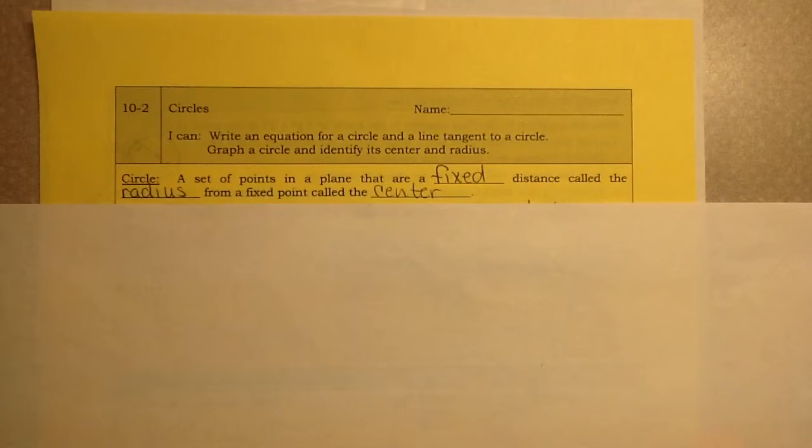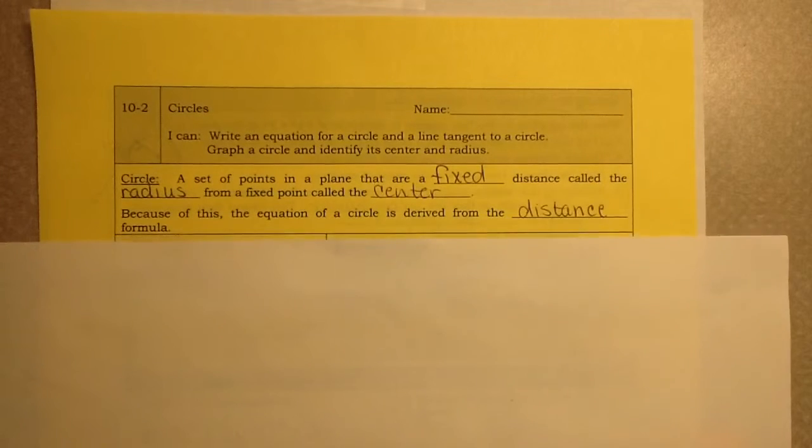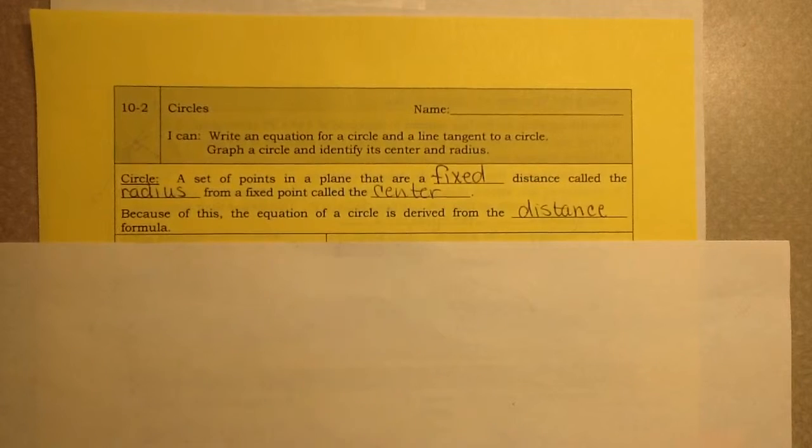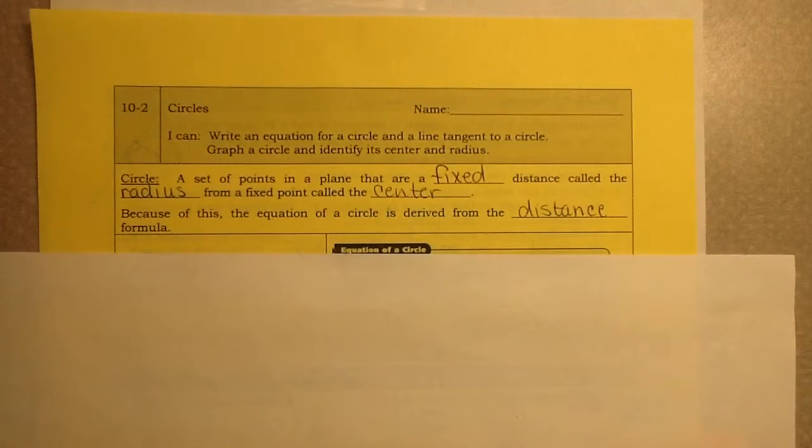And what I want you to be able to do is write an equation for a circle and a tangent line to the circle, and to graph a circle, identify its center and its radius. So let's just define a circle. It's a set of points in a plane that are a fixed distance, called the radius, from a fixed point called the center. Now, because of this, we're talking distance. The equation of a circle is derived from the distance formula.